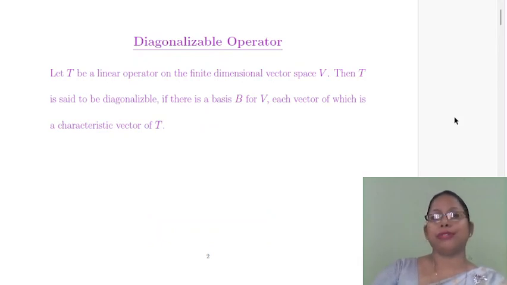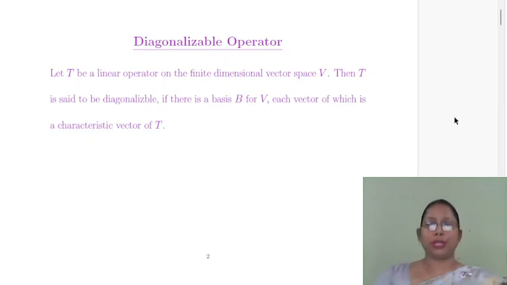Today we are going to discuss diagonalizable operators. Let T be a linear operator on a finite dimensional vector space V. Then T is said to be diagonalizable if there is a basis for V, each vector of which is a characteristic vector of T, that is, an eigenvector of T.